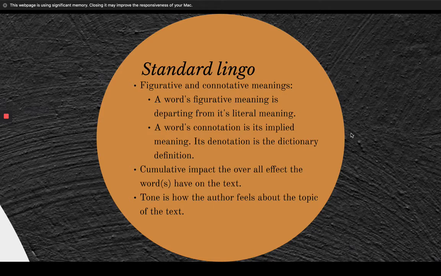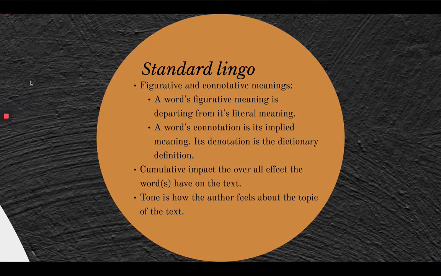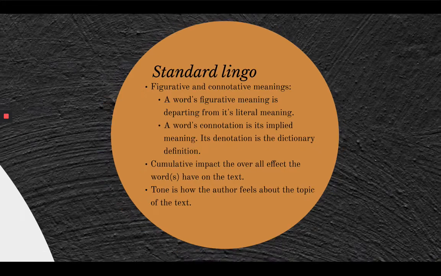Cumulative impact of the overall text. Cumulative means the whole thing. And so we're going to be talking about how some of these types of figurative language have an effect on the story, the text as a whole. Tone is how the author feels about the topic of the text. So you can really grasp how they feel about something based off what they're saying.